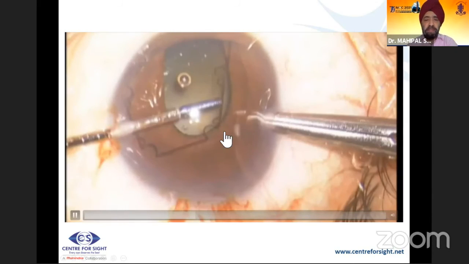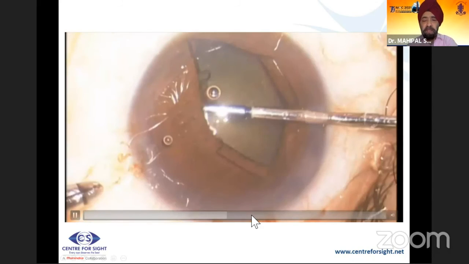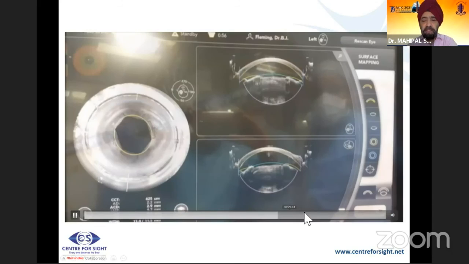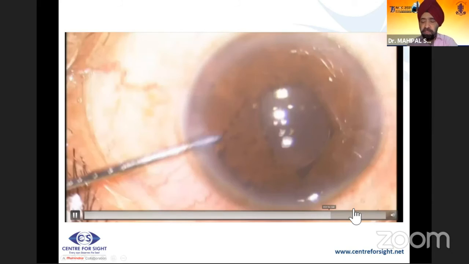You have these holders in place, and you can go ahead and do a femto procedure in these particular cases. Here you can see a femto procedure is being done, and at the end of the surgery you can remove this.